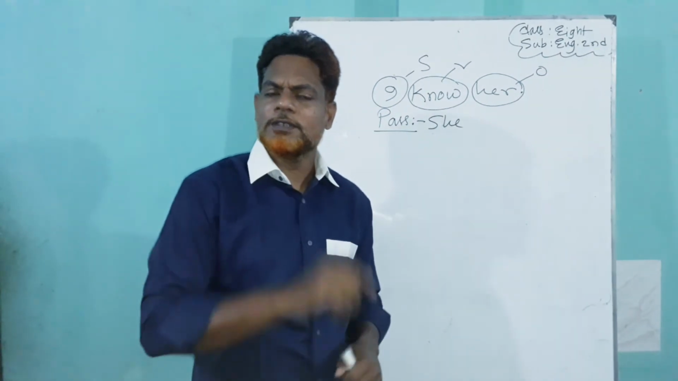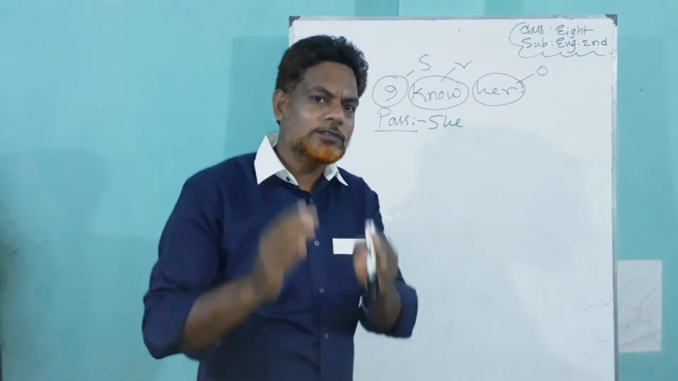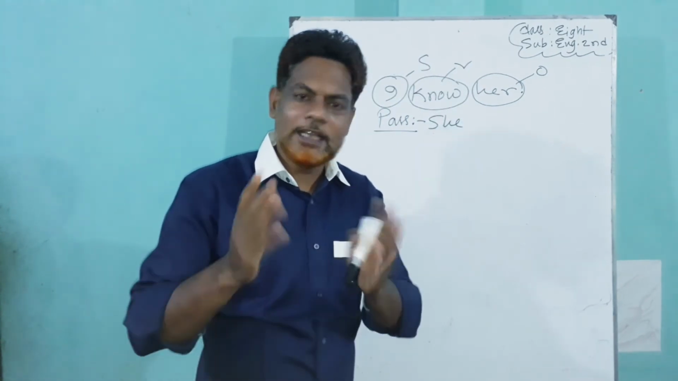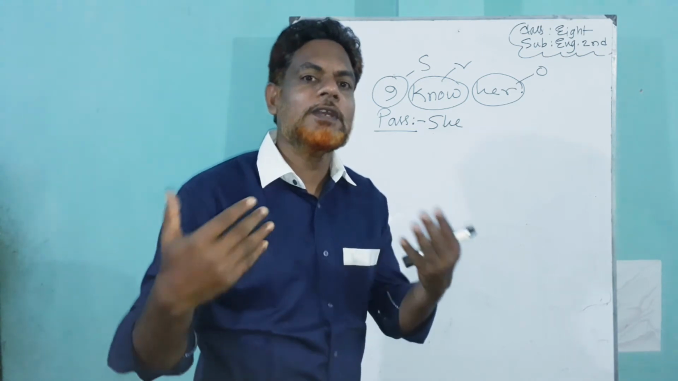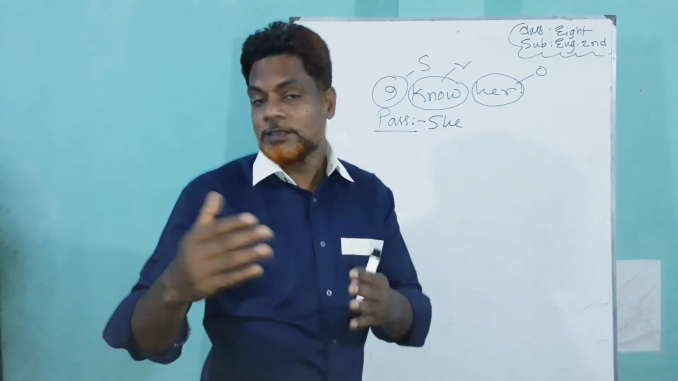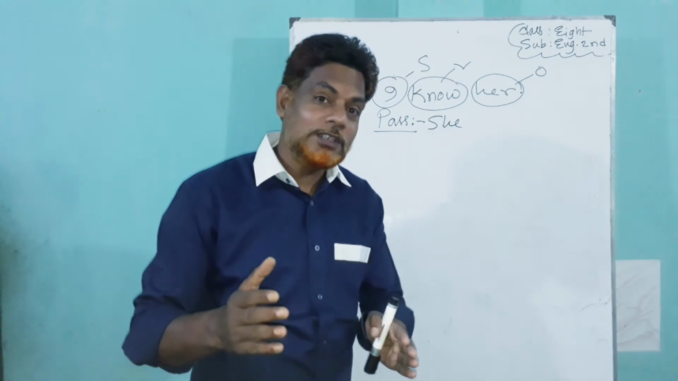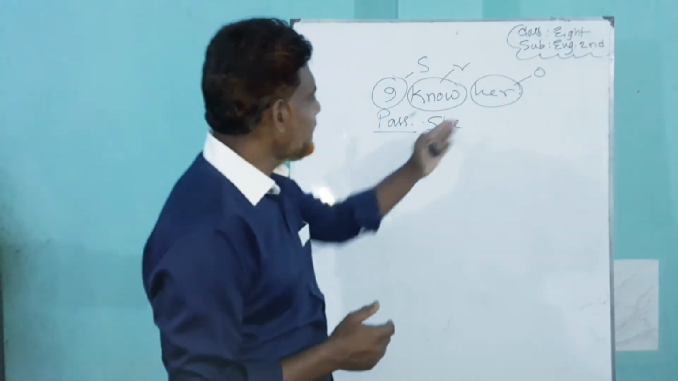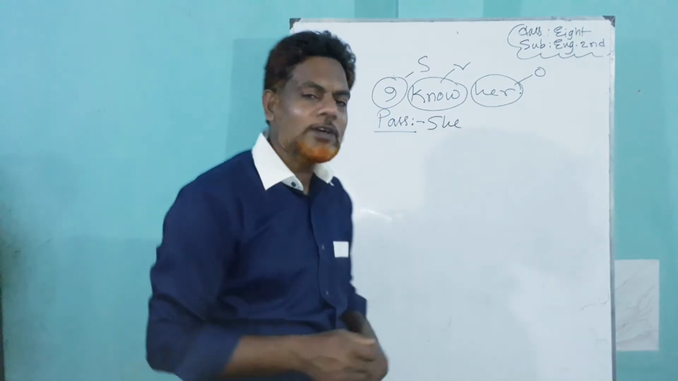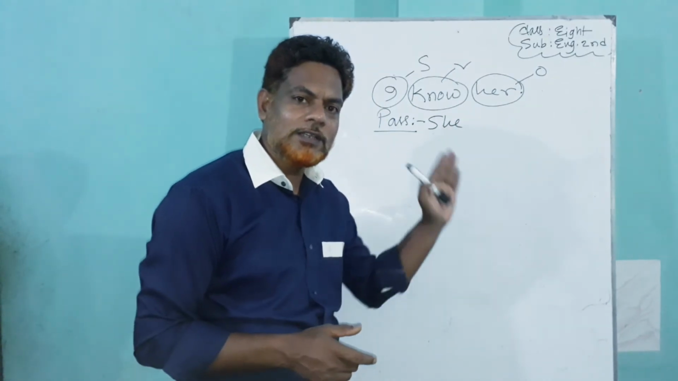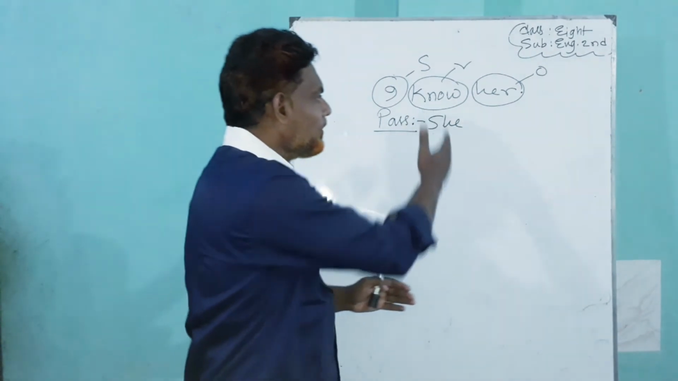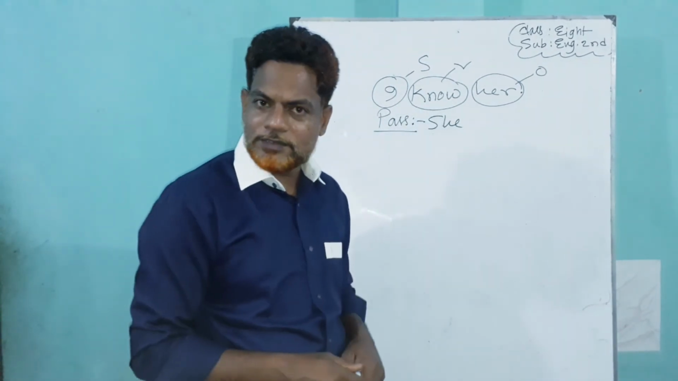One thing you have to remember, that using auxiliary verb in the passive voice is a must. In active voice, you may not have any auxiliary verb, but in the passive voice, using auxiliary verb is a must. We have to find out whether there is any auxiliary verb or not. Is there any auxiliary verb? No. As there is a single verb, know, there is no auxiliary verb.